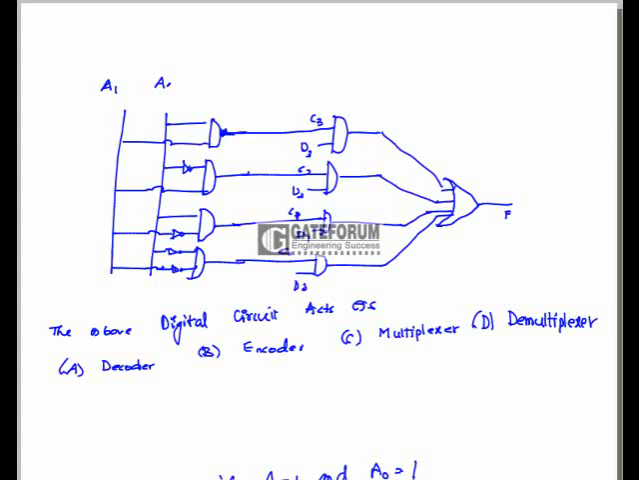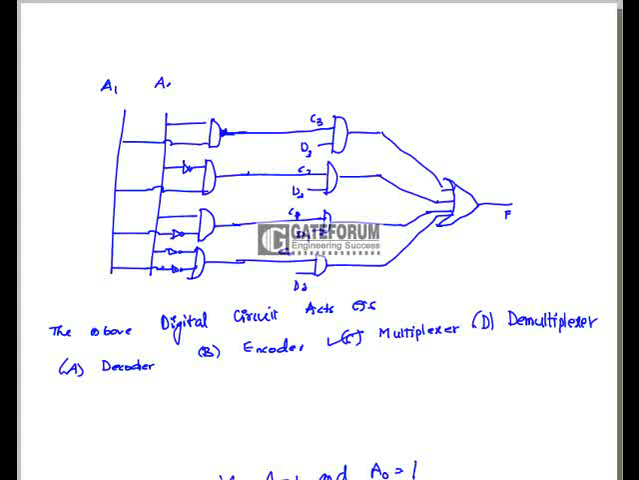Here, the circuit is given in the figure. We have to decide what kind of function it is going to perform, whether it is a decoder, encoder, multiplexer or demultiplexer. Depending upon A1 and A0, D3 or D2 or D1 or D0 is going to be passed. Only one of those is going to be passed, which means A1 and A0 act as selection lines. So it is a multiplexer, so option C is correct. Coming to the value of F, if A1 and A0 are both equal to 1, it means C3 is going to be 1, so D3 is going to be passed to F.